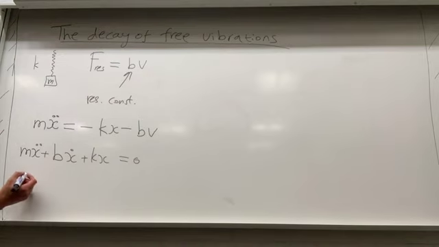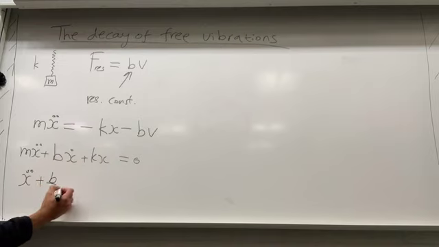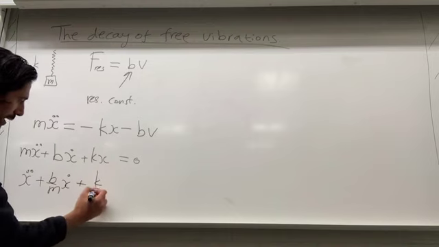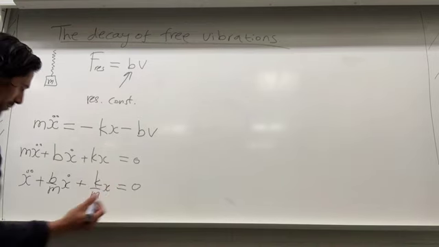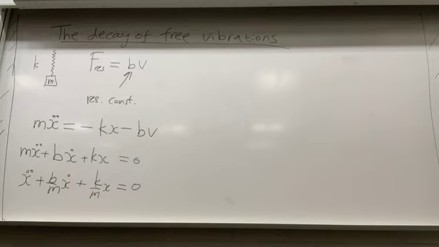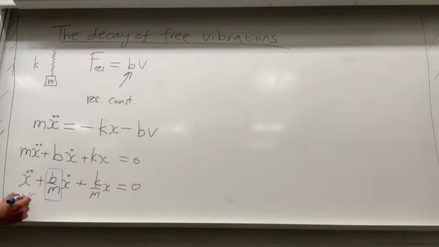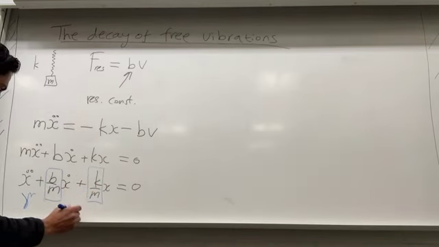We divide by m, so we have b over m x dot plus k over m x equals 0. Now I want to give this a name. That would be gamma, and that would be omega 0 squared.